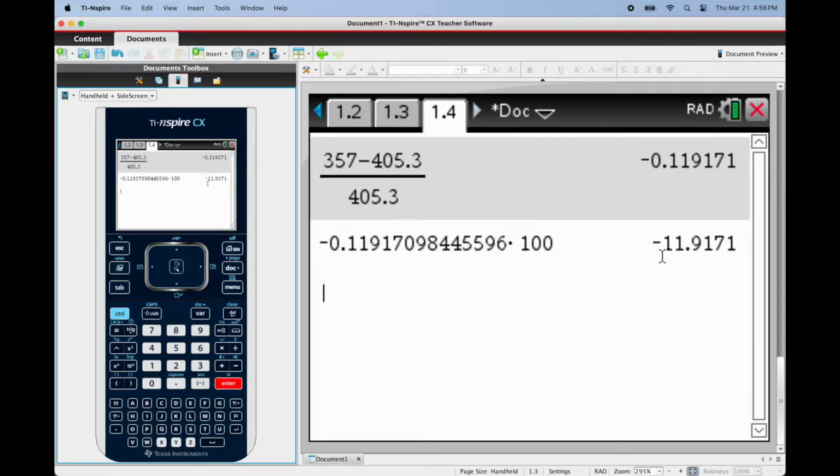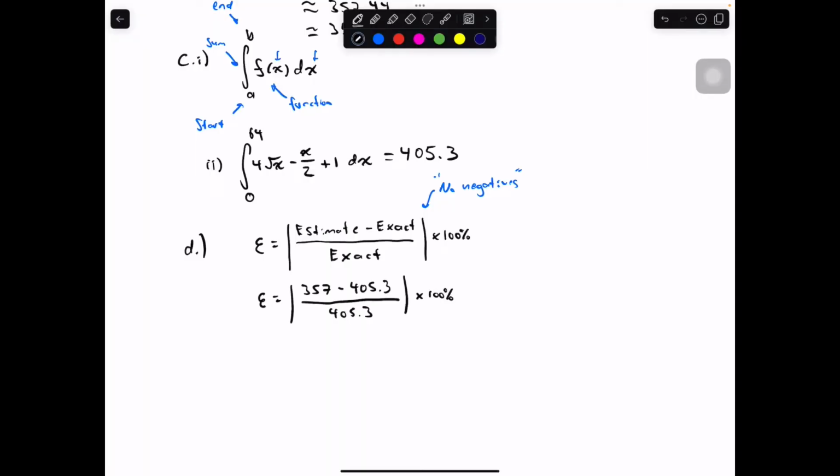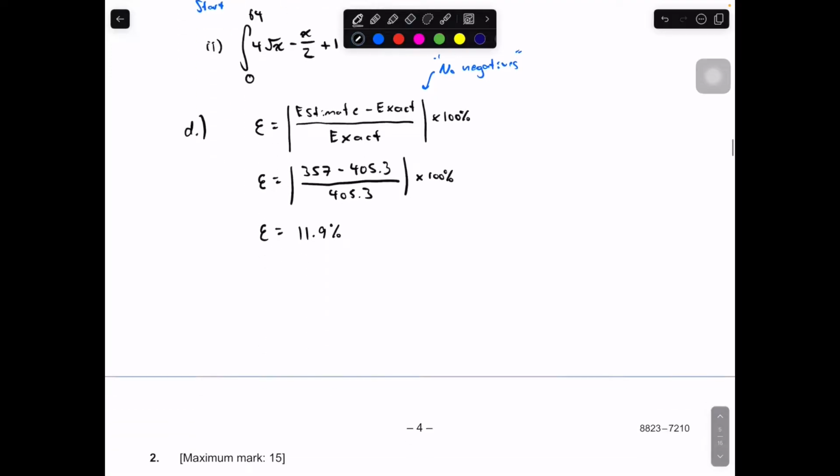And so we have 11.9%. Remember, we don't want any negatives. The absolute value takes away the negative for us. We don't want to deal with any kind of negatives. So we just have 11.9%. Okay, let's go back to the document. Here we go. Percentage error is just going to be, let's write this as 11.9%. Okay, good so far.